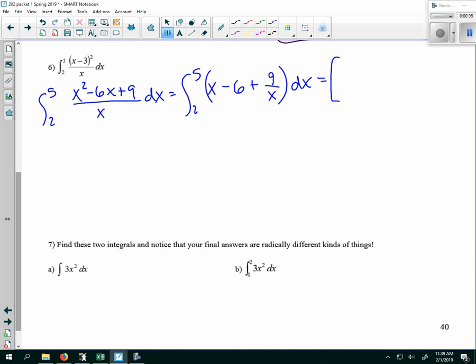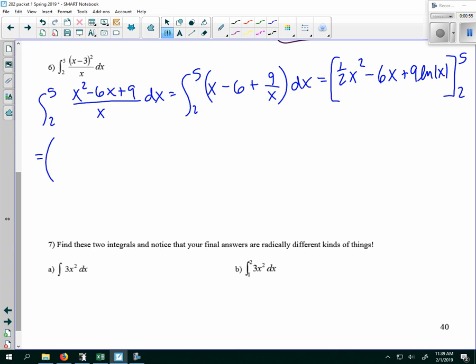So the antiderivative of x is 1/2 x squared. The antiderivative of -6 is -6x. And the antiderivative of 9 over x is 9 ln x. And I'm going to integrate from 2 to 5.